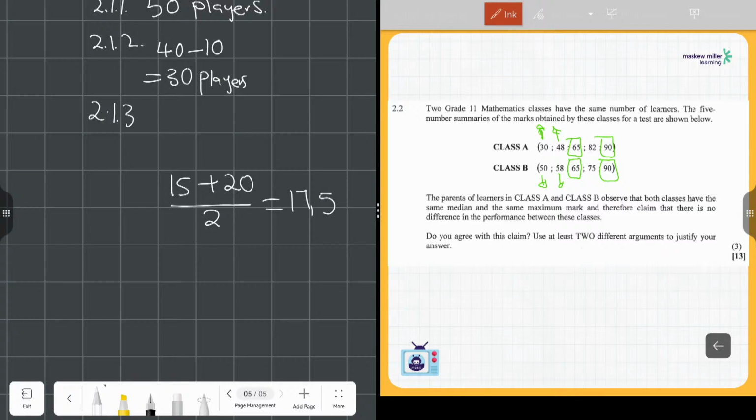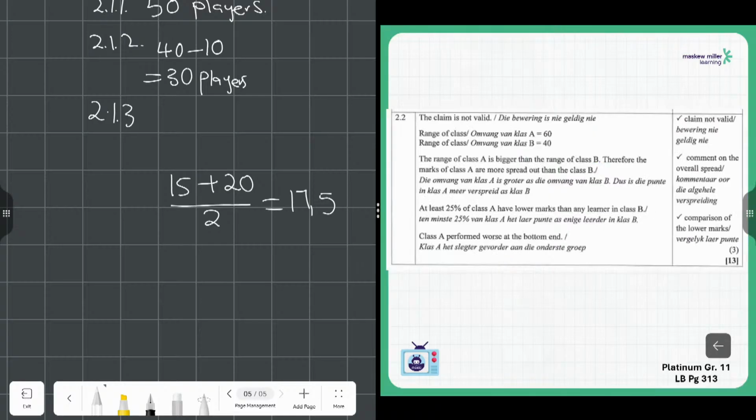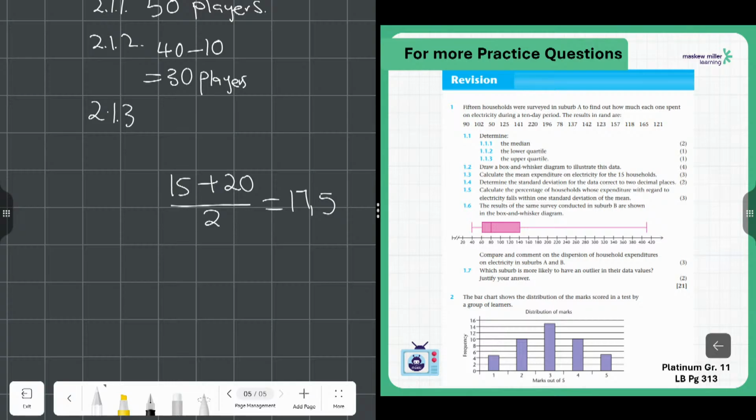So you can use these numbers to calculate a range, and that can help you see the dispersion. From the examination, they did say that the claim is not valid, because the range for A is 60 and the range for B is 40. That is a huge difference, and it shows that the range of class A is bigger than the range of class B, and therefore the marks of A are more spread out in the class than those of B. You can say that, or you can use the percentages that you have. So that's how you can respond to the question.